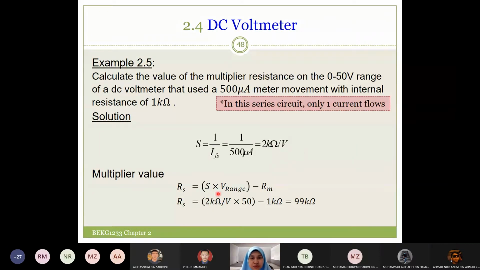So RS is equal to, we substitute S equal to 2K here, multiply with the voltage range of the voltmeter, 50, and then minus RM, which is given as 1K. We get RS is equal to 99 kilo ohm.